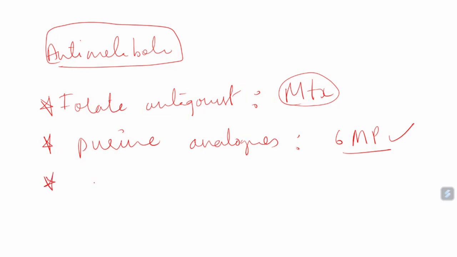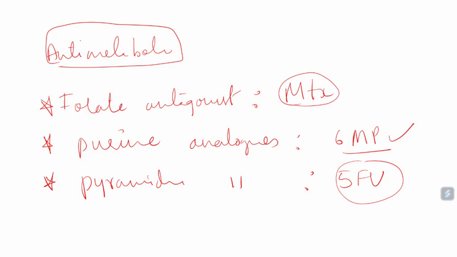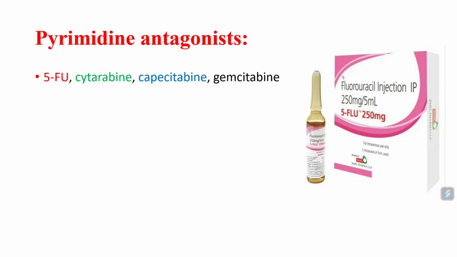And the remaining concept in antimetabolites is pyrimidine analogs. In pyrimidine analogs, we have 5-fluorouracil and related drugs. So in today's lecture, we'll discuss pyrimidine analogs or pyrimidine antagonist. In that, 5-fluorouracil is a very, very important drug and the prototype of pyrimidine analogs. Let's begin our session with pyrimidine antagonist. In this class of antimetabolites, we have 5-fluorouracil, cytarabine, capecitabine, and gemcitabine. These are examples of pyrimidine antagonist.